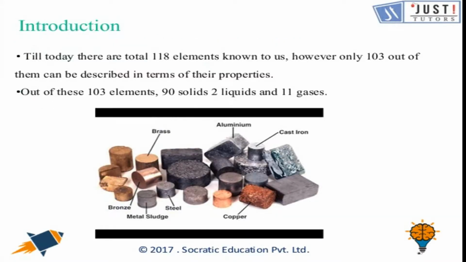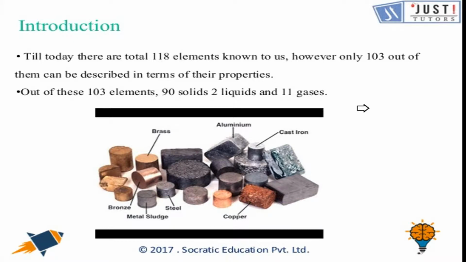There are 118 elements that are known to us. However, only 103 of them have been described in terms of their properties. Out of those 103 elements, we have 90 elements in the solid state, 2 in the liquid state, and 11 in the gaseous state. And here we have 91 elements as metals, 17 as non-metals, and 6 as metalloids.